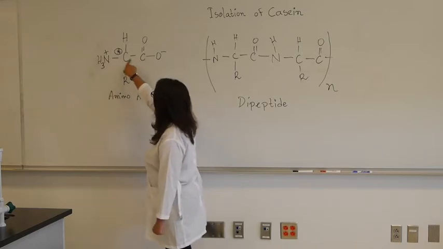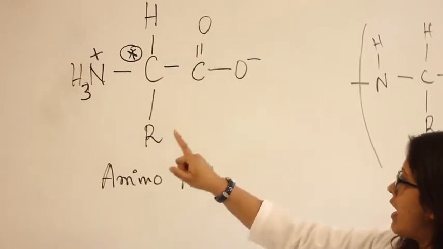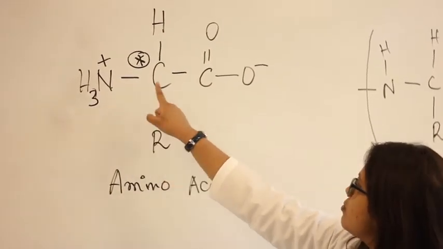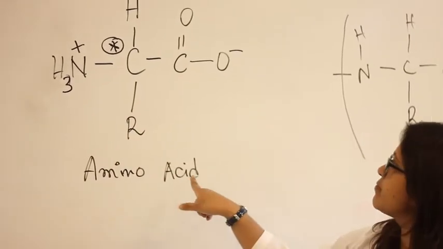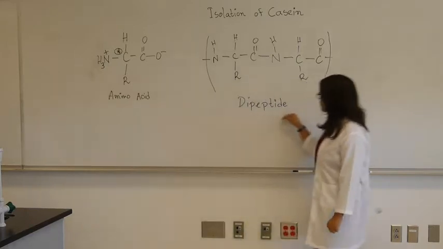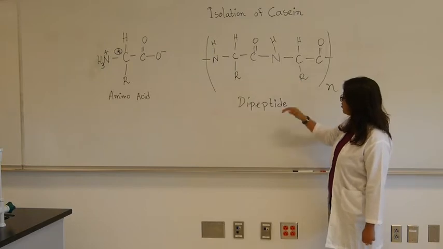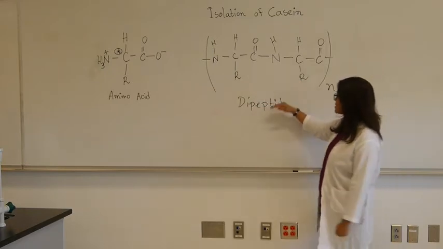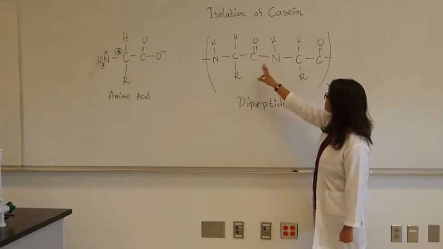Why is it a chiral carbon? Because it's attached to 4 different groups. And because this is an amine group and this is a carboxylic group, that's why I named it amino acid. And protein is made up of, like here, we have 2 amino acids. So this we can say is a dipeptide. What is a peptide? A peptide is the bond between the 2 amino acids.